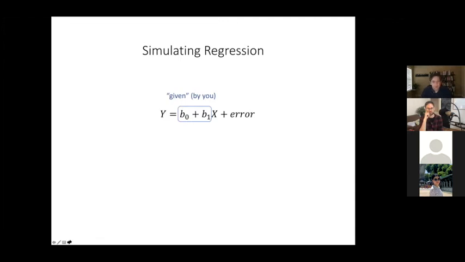So you enter predicted values of the parameters, and then you simulate values of X and amounts of error. And from that, you calculate a Y variable. That's the dependent variable. It depends on what you've simulated. That's the approach.